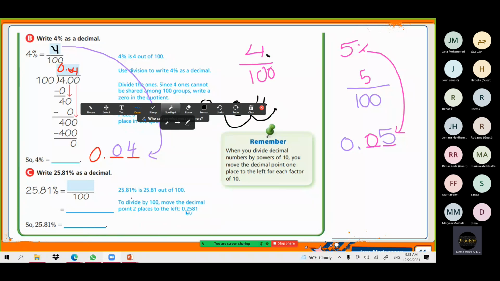Now the third case. We talked about if we have 2 digits like 15%, or 4%. Now if we have a decimal, like 25.81%, how do we write it as a decimal? Look here. It is 25.81 over 100. If I divide by 100, I will move the decimal point to the left. How many digits? 2 digits. So it will be 0.2581.